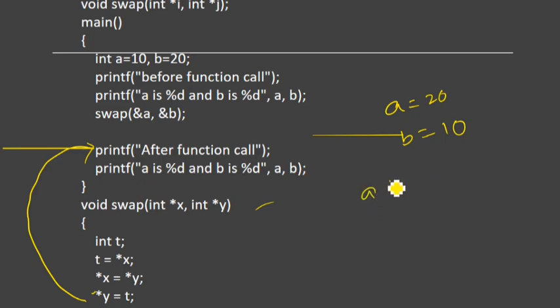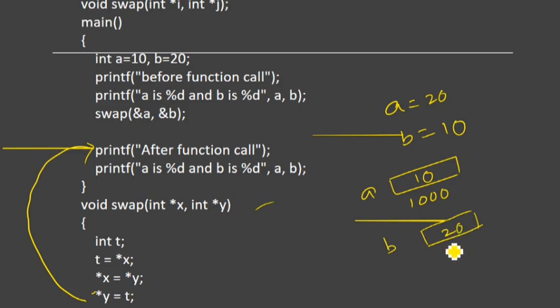In conclusion, in one word: a is at address location 1000, and in that 10 is initially stored. b is a variable which stores 20, and its address location is 2000. Clear? Now I am passing this 1000 and 2000, the addresses. In a temporary variable I created t, so in star x, what is star x, the value at address x, which is 1000.